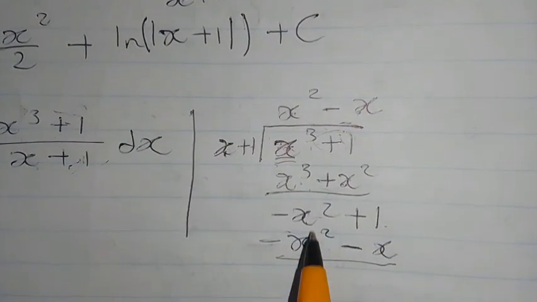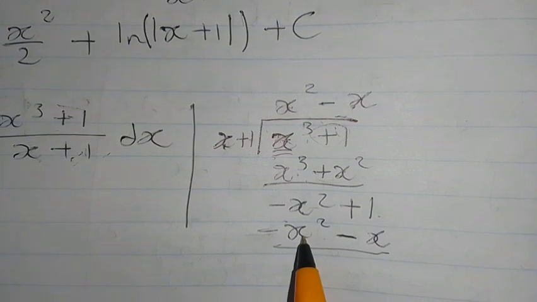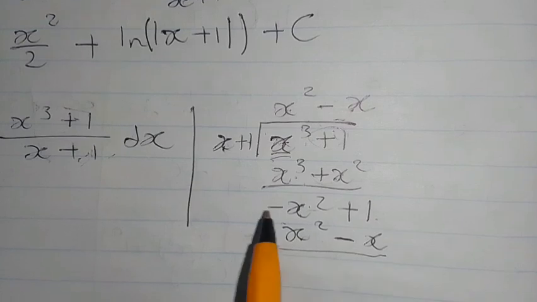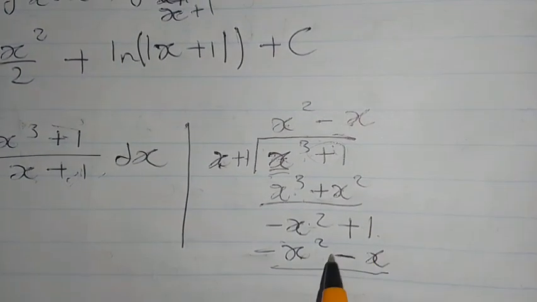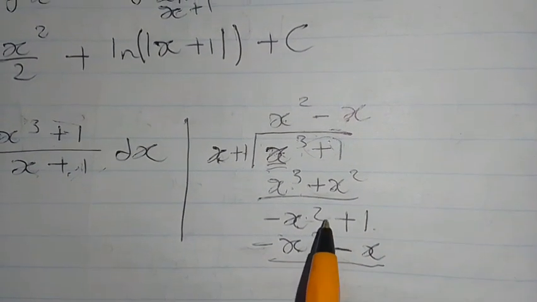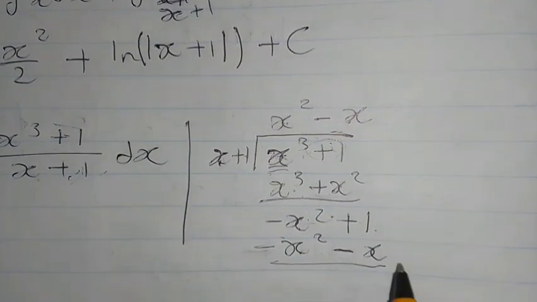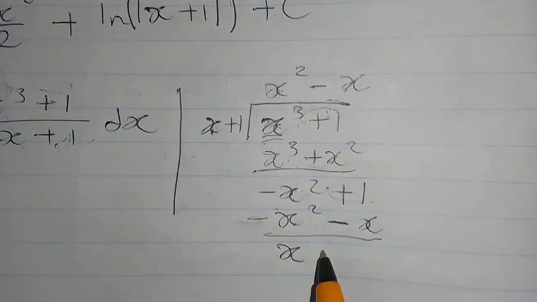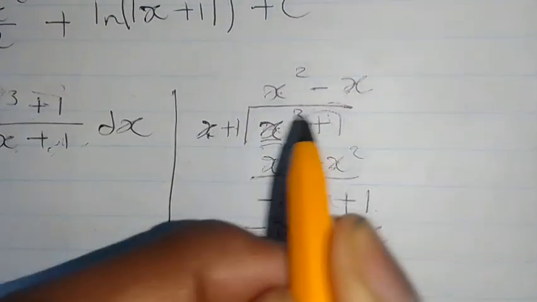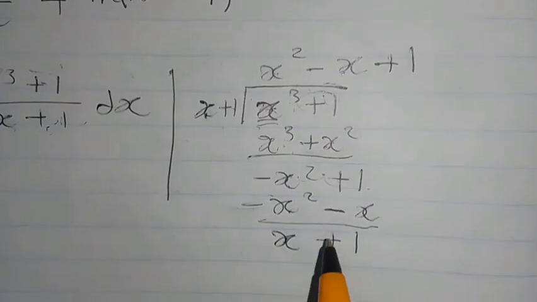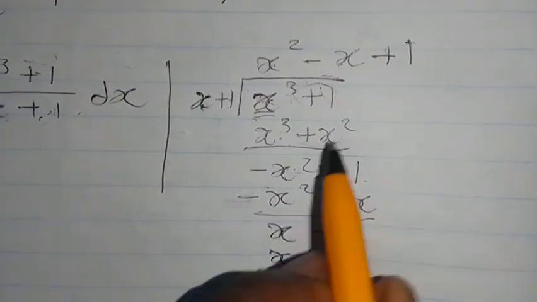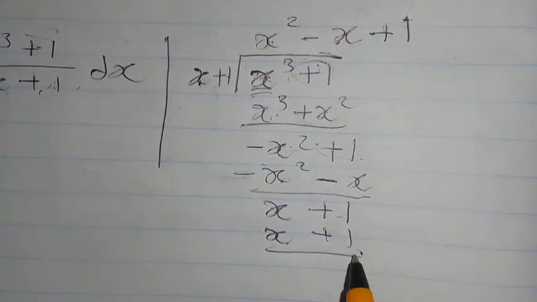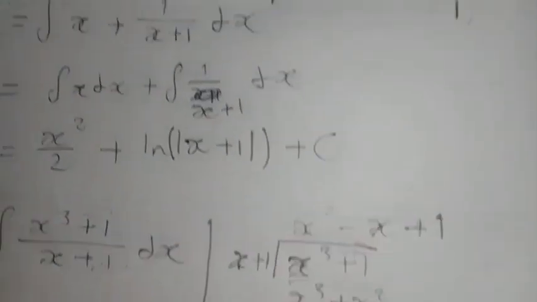Now minus x squared minus negative x squared gives you 0. And then you'll have minus x with no like term. So you have 0 minus negative x, which gives you positive x. And since 1 does not have a like term here, you just copy it as it is. Then you say x divided by x, which gives you 1. And then 1 times x gives you x, and 1 times 1 gives you 1. And x minus x is 0, 1 minus 1 is 0. So there's no remainder. That's how we worked it out.